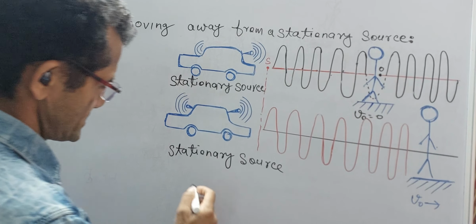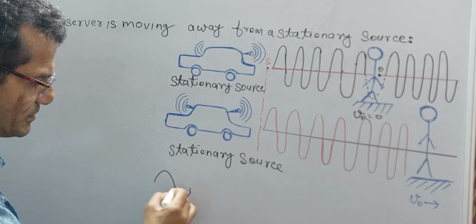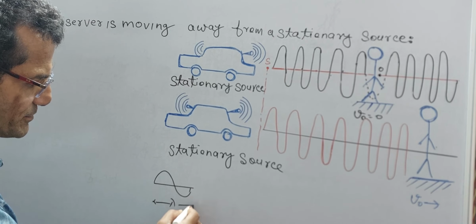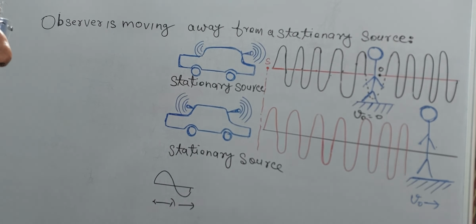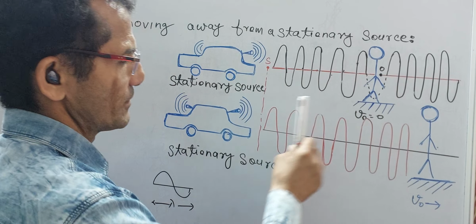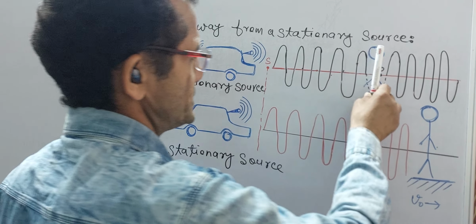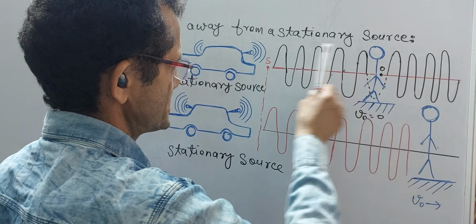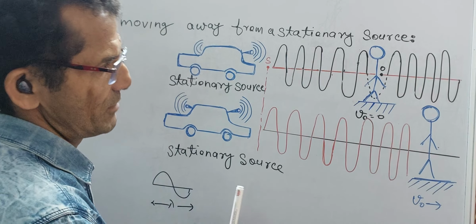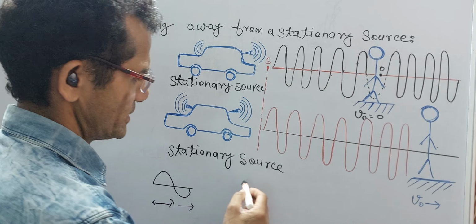Suppose we can say that this is one wave. One wave means the length of the wavelength, lambda, is called one wave. Now suppose in 1 second, the number of waves received by the observer, when the observer is at rest and your source is also at rest, is f naught.